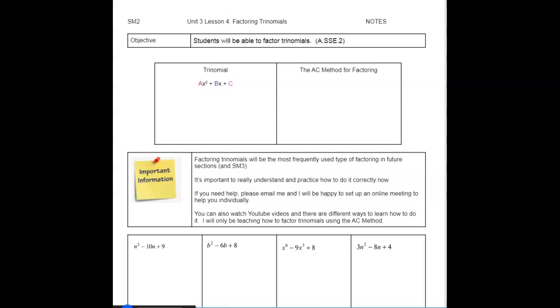Alright, the last section in this unit is probably the most difficult, but it is also the most used. And if you search factoring trinomials, there are so many different strategies. I'm going to show you the AC method because it actually works for two different types of trinomials, and you only have to memorize one process. So that's my choice. If you don't like this method, you're welcome to search on YouTube and see lots of other ways to do it.